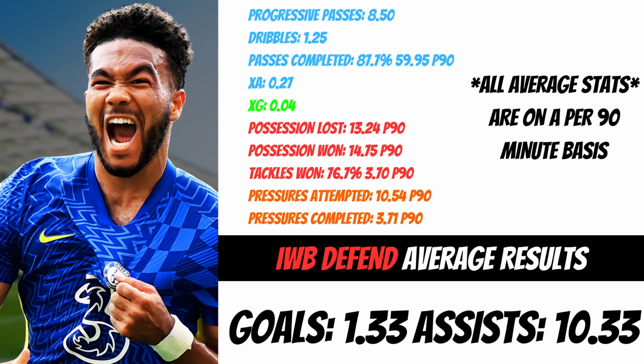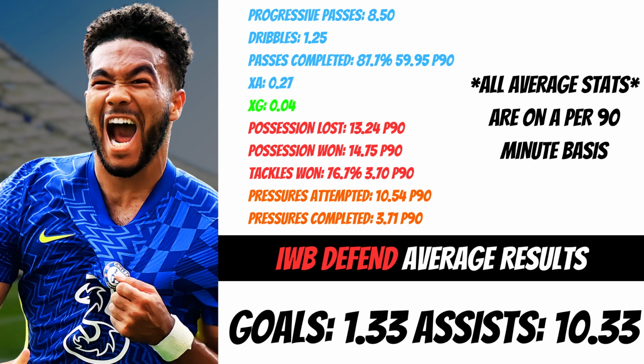So, getting on to the average results. Overall, how does it stack up to the other two? Goal-wise, 1.33 and assists 10.33 over a season. That is pretty solid from a defensive duty. Now you look at the progressive passes and the playmaking stats right there. Very, very solid. Exactly what you want from a player. It offers balance as well as creativity from a defensive role.